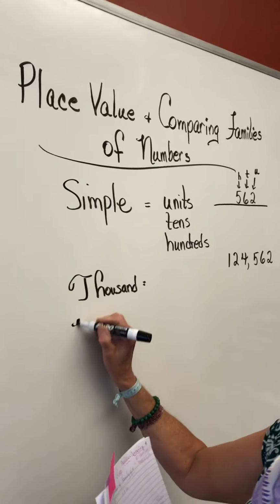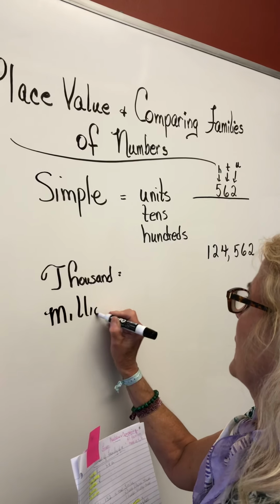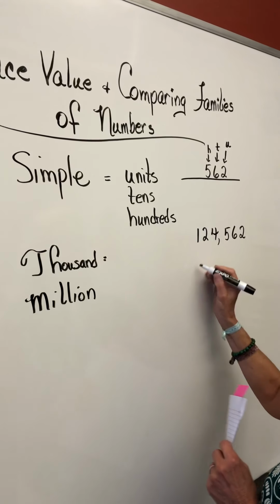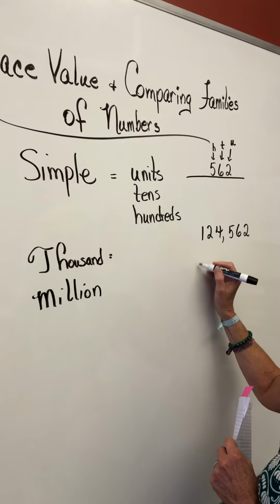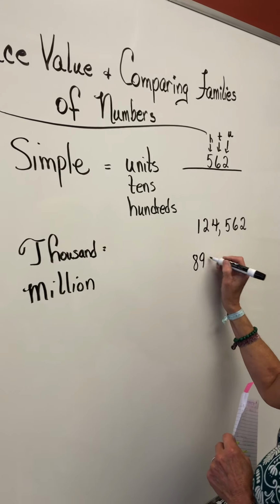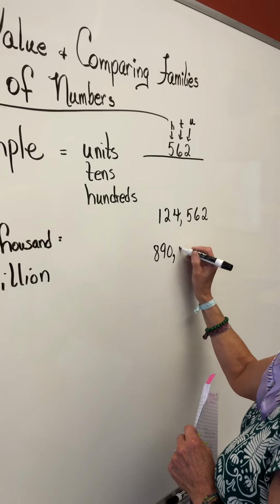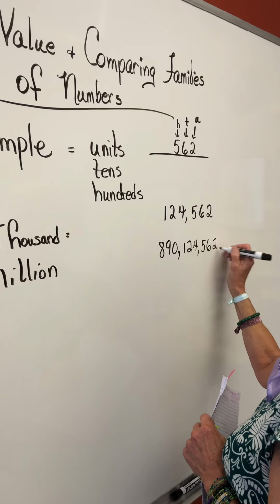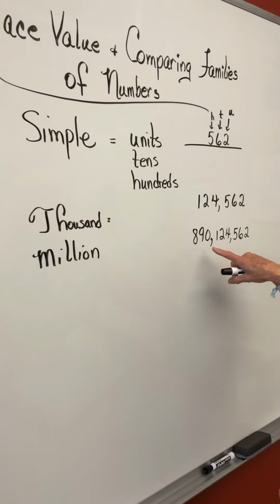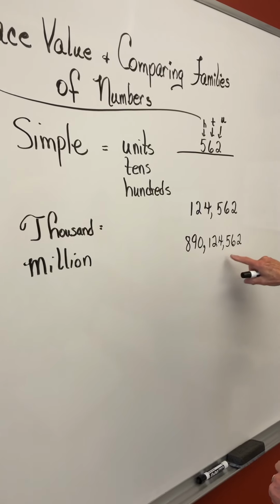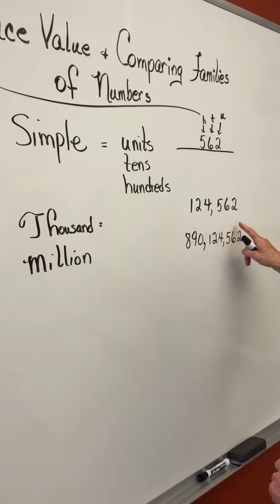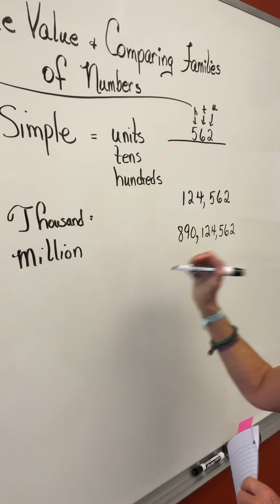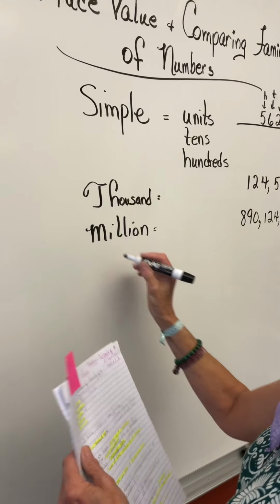All right, then our next family is the million family. So again, we would have three more numbers. We'd have a comma separating that, so we'll just make up some other digits. How about 890,124,562. And again, each of these families has units, tens, hundreds, units, tens, hundreds, units, tens, hundreds. Okay, just to make sure we're all remembering that.